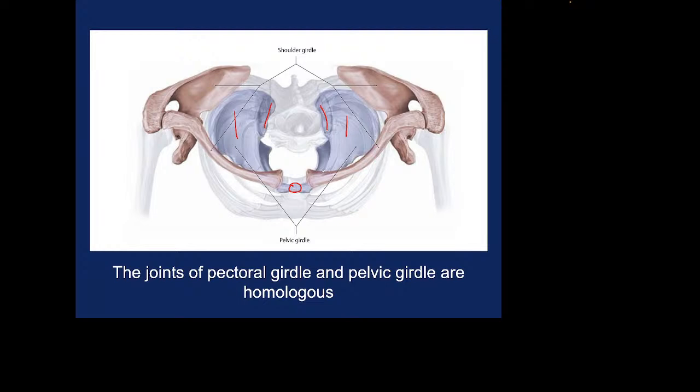The pelvic girdle is closed and forms an osteoarticular ring, and you see this ring as a rigid and stable structure. We call this structure the pelvis. That is the main difference between the pectoral and pelvic girdles.